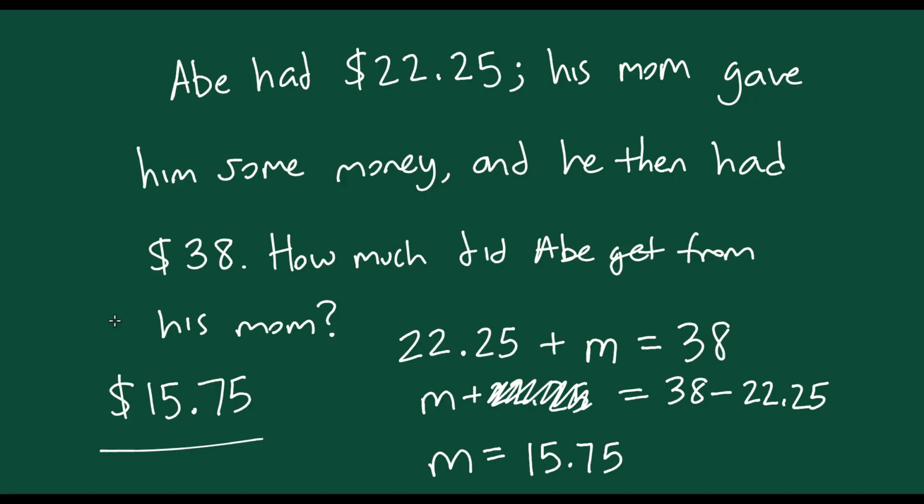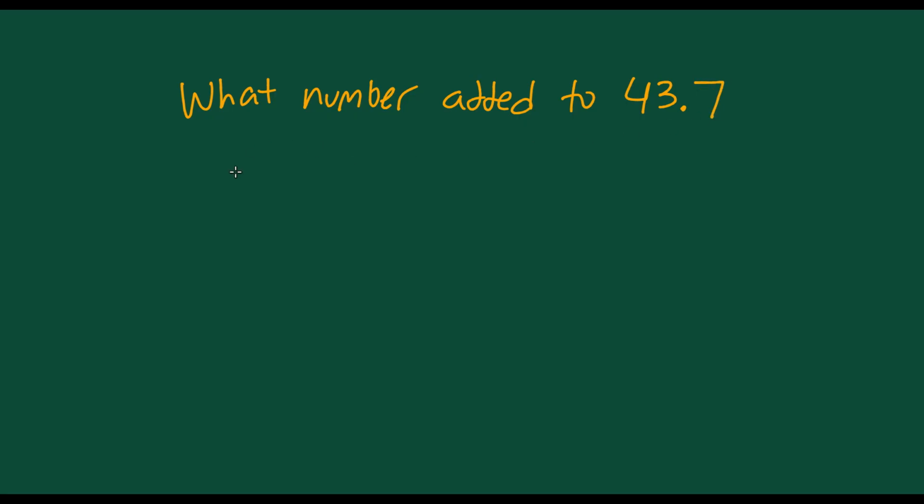Okay, and let's do one last problem, and then we'll be done. What number added to 43.7 is 70? What number added to 43.7 is 70?